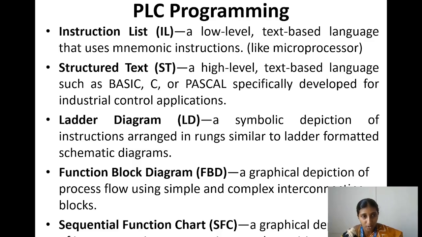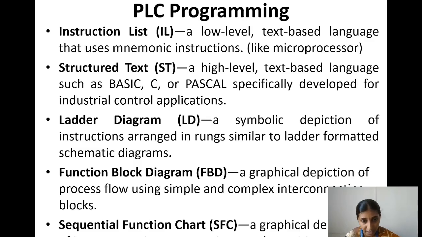So we have seen instruction list, structured text, ladder diagram, function block diagram, and sequential function chart. Here we will be seeing each and everything in detail. The instruction list is a low-level text-based language which uses mnemonic instructions, like what we use with a microprocessor, right? Whereas structured text is a high-level text-based language, based on C and Pascal, which we have been seeing in programming languages, and it can be specifically developed for industrial control applications.